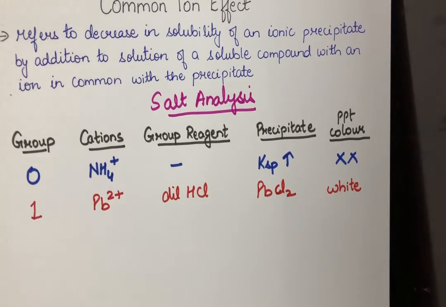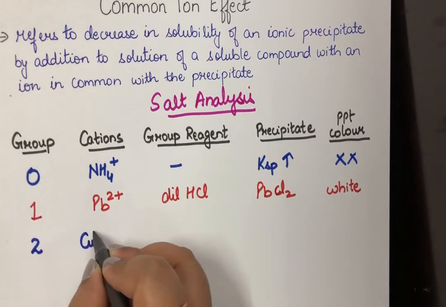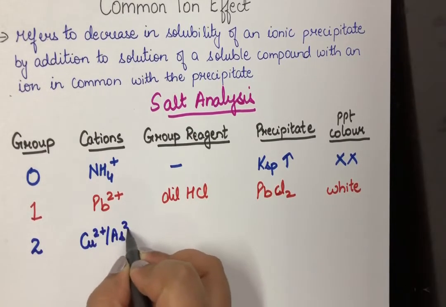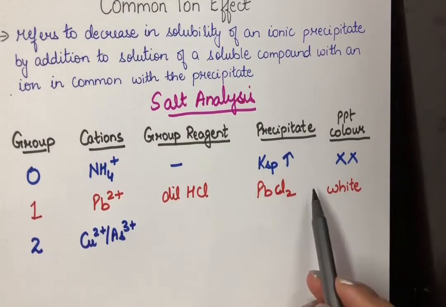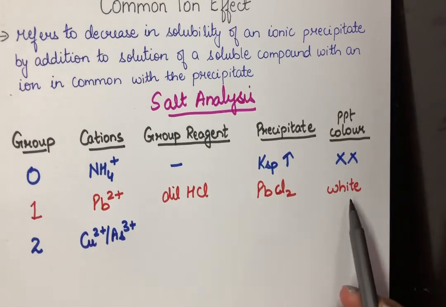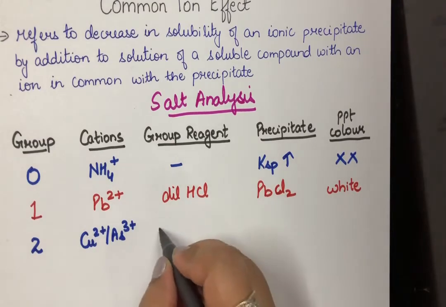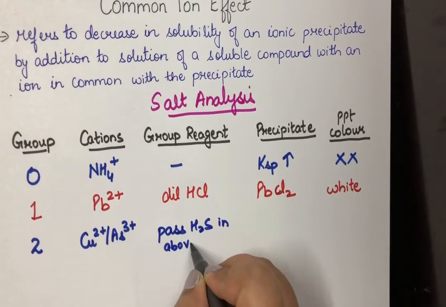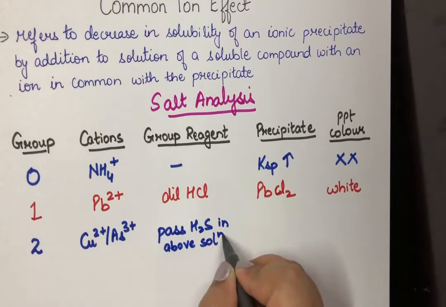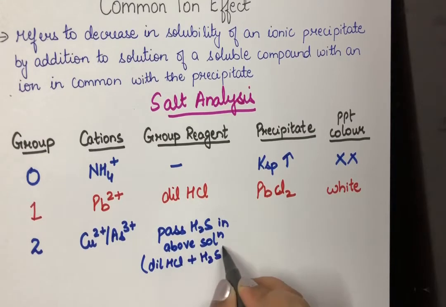Okay. Now the next group, group number 2, has 2 ions, that is copper 2+ and arsenic 3+. Now what you do here is, once you were there in group 1, you added dilute HCl and there was no white precipitate, then you will say that group 1 is absent. So now we'll pass H2S in the above solution. So basically what is the group reagent here? It is dilute HCl plus H2S gas.